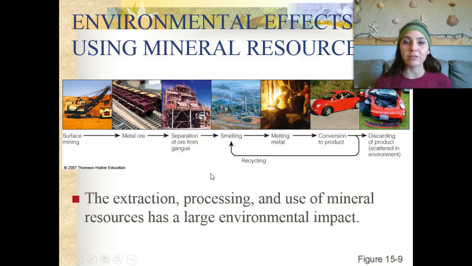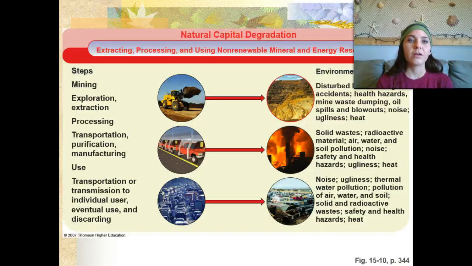So basically, we're melting the metal, and then we have the conversion process where we're converting all of those materials into something we're going to use, such as a car. And then eventually we're going to discard the car. Sometimes it just goes into a landfill or a dump, or we can actually recycle it, and it goes back into the smelting process and turns into something else. So we have natural capital degradation.